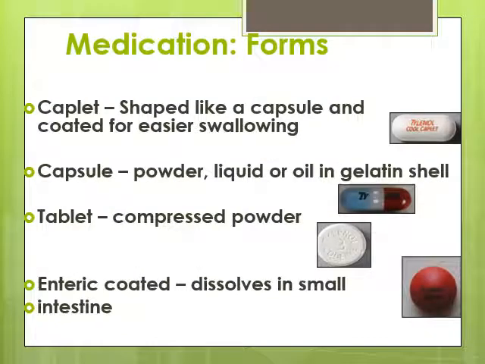Medication forms could be caplet, capsule, tablet, or enteric coated tablet. The caplet is shaped like a capsule and coated for easier swallowing. The capsule is a powder, liquid, or oil in a gelatin shell. The tablet, as we know, is a compressed powder, and the enteric coated tablet is dissolved in the intestine and not in the gastric.